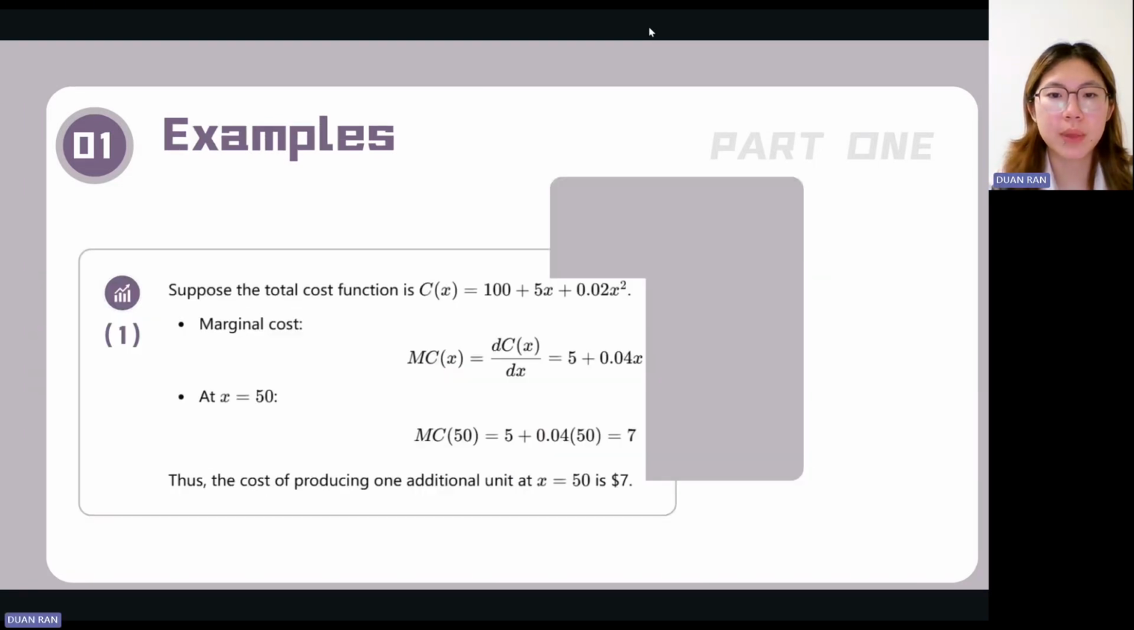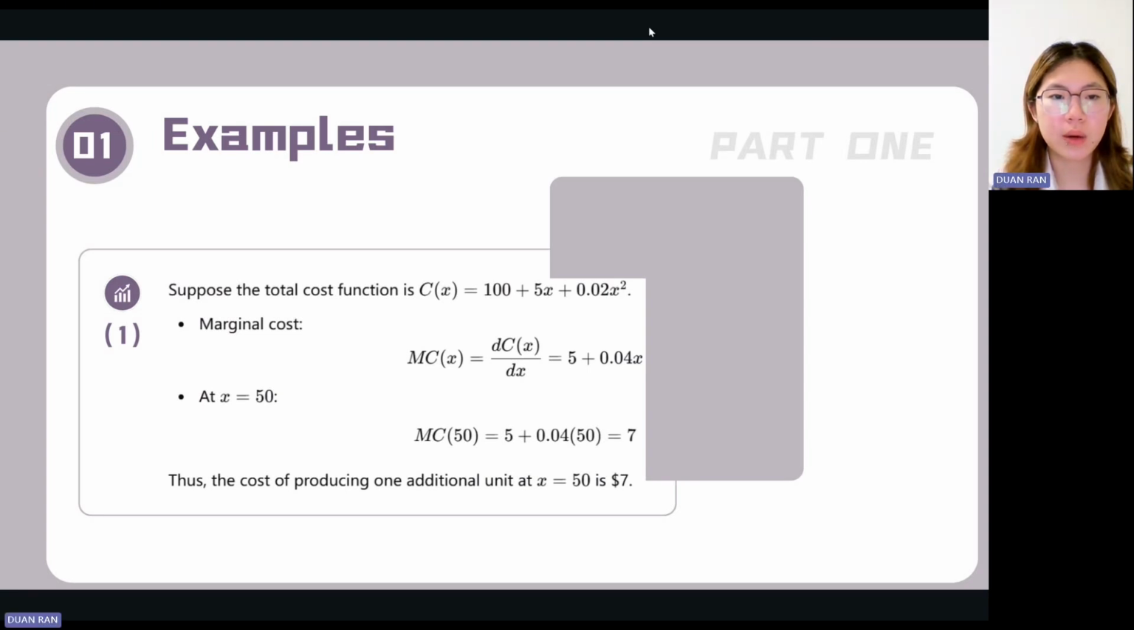Now I will show you some examples. We suppose that the total cost function is C(x) equals 100 plus 5x plus 0.02x squared, where x is the quantity of goods or services.